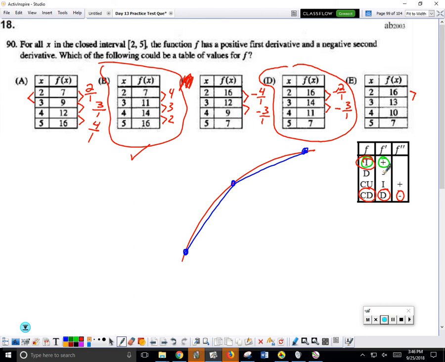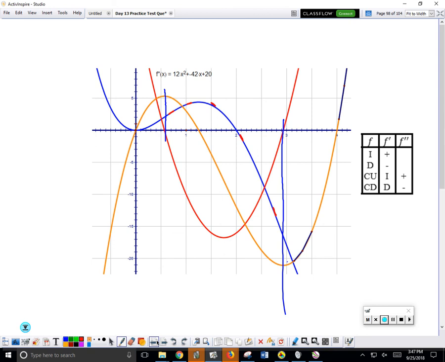Okay, now when I look at this column, I have to remember two meanings. If f prime is positive, that means you're looking at f prime having positive y values. Like for example, here to here. That doesn't mean f prime goes up, that doesn't mean f prime goes down, that doesn't mean f prime is concave up or concave down. It simply means f prime has positive y values.